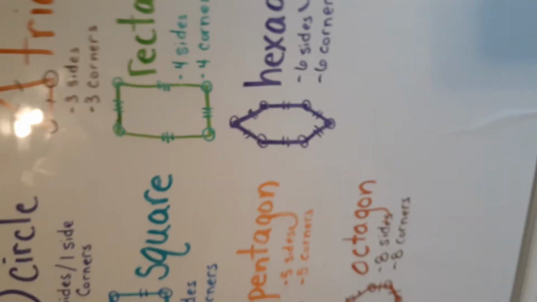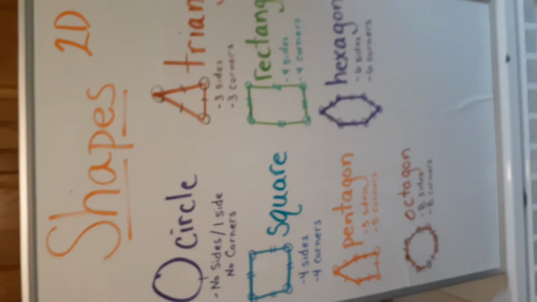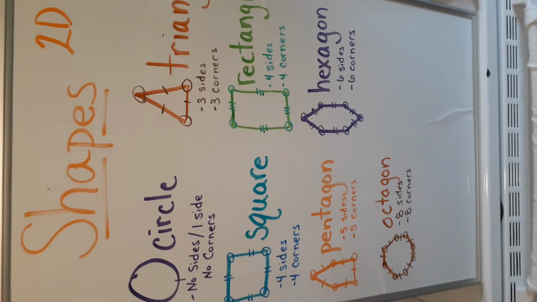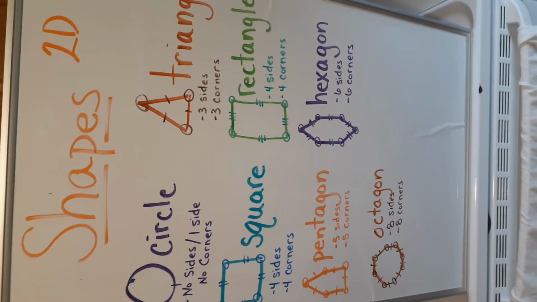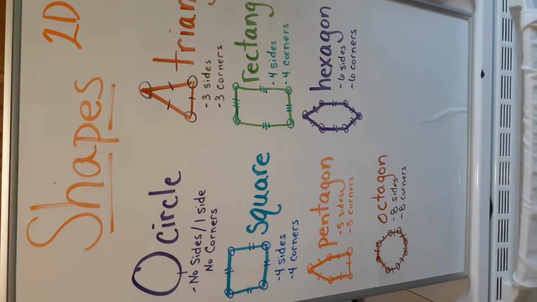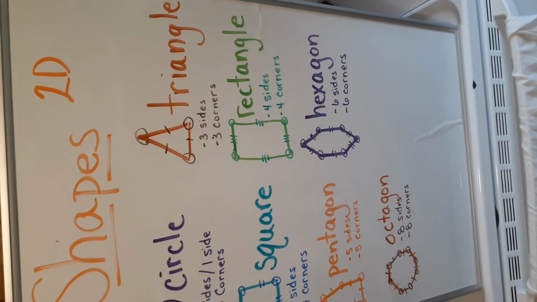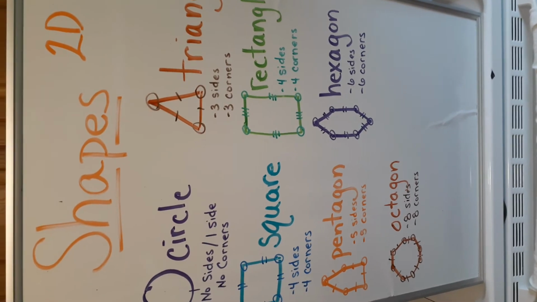And so if we're reviewing, my light is bright on the thing. We have 2D shapes: a circle, a triangle, a square, a rectangle, a pentagon, and an octagon, and a hexagon. Circle has no sides or one side, no corners. A triangle has 3 sides, 3 corners. A square and rectangle both have 4 sides, 4 corners.